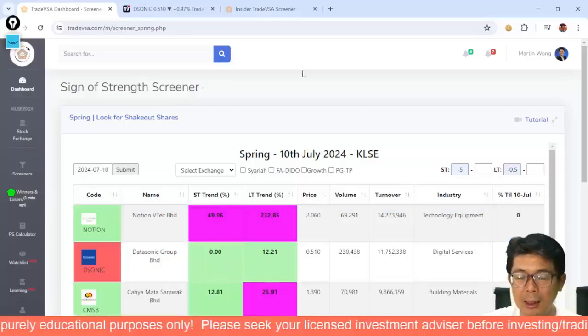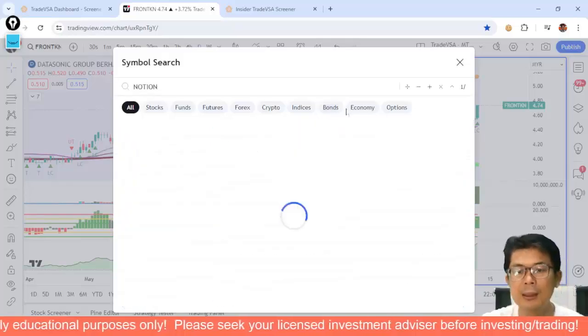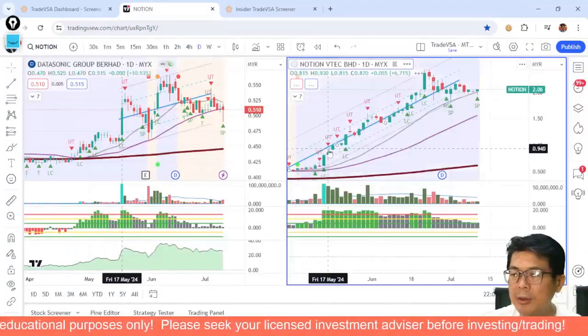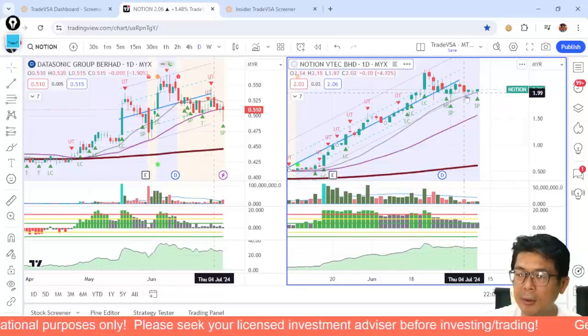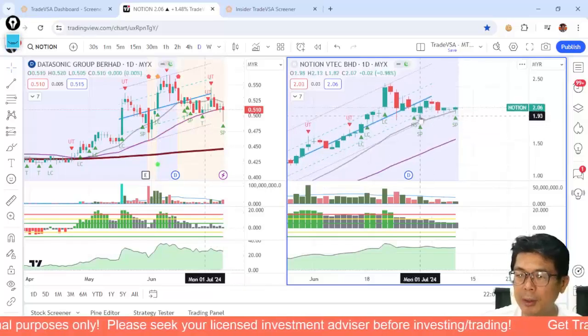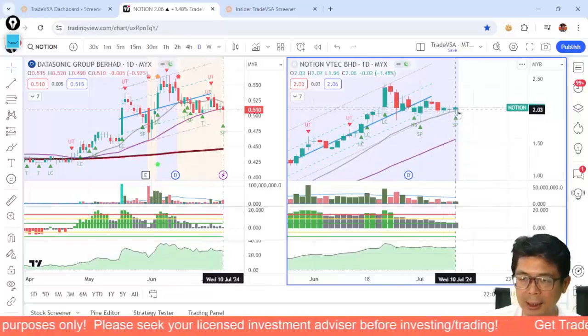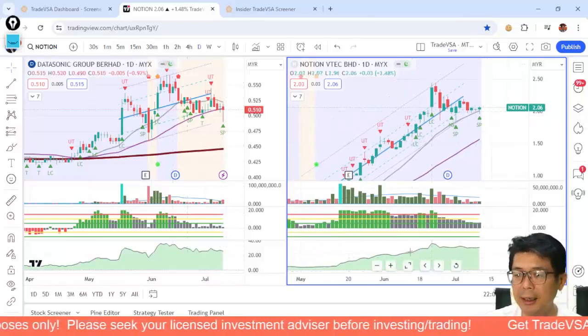Let's go to Notion. Notion is interesting. Let's look at Notion. Notion has been moving up a lot. So you can see this is NS. NS did move higher. You get a spring here. This is not a bad trade to do. You got spring, means there's a real support in here. So Notion VTech can give it a try.